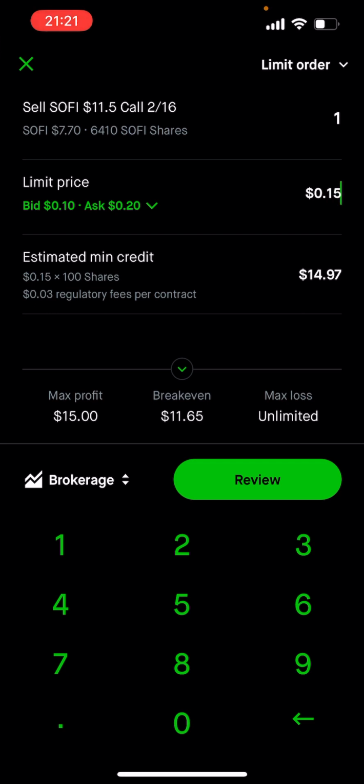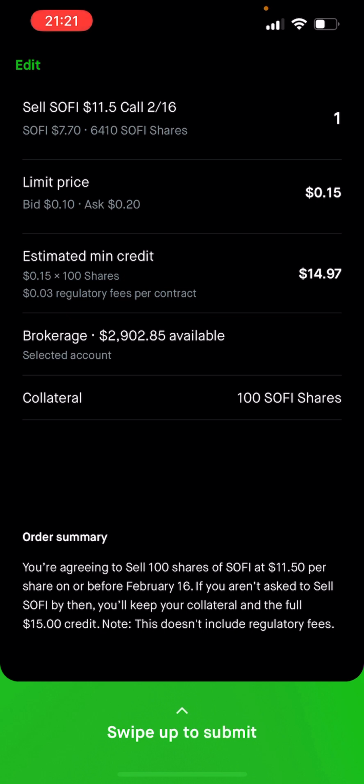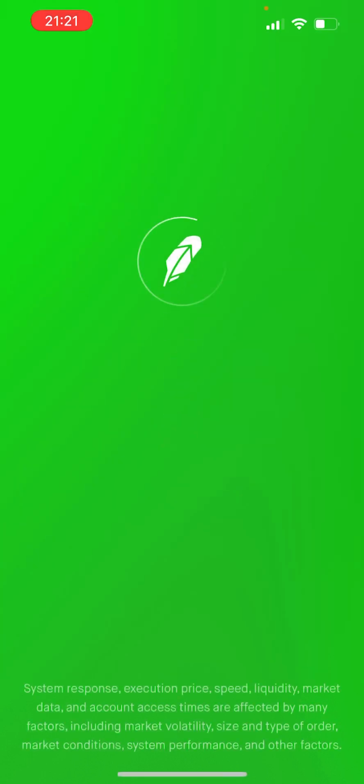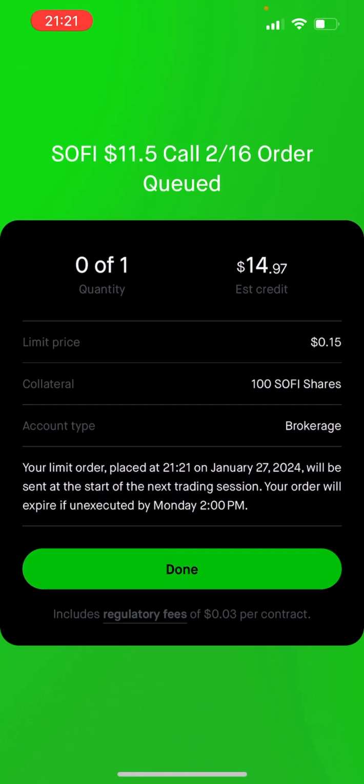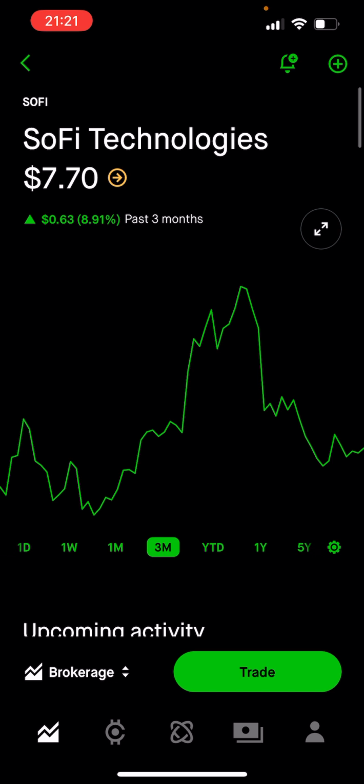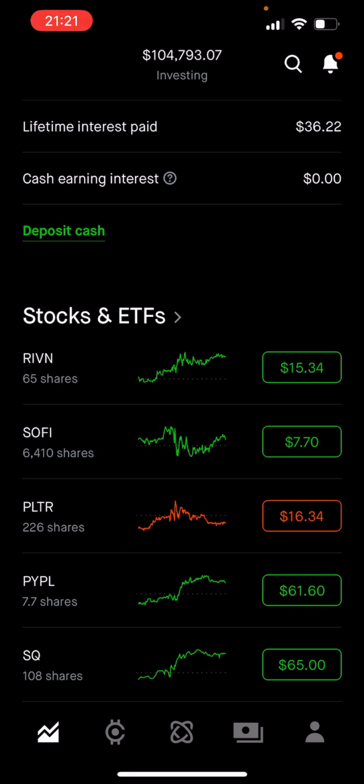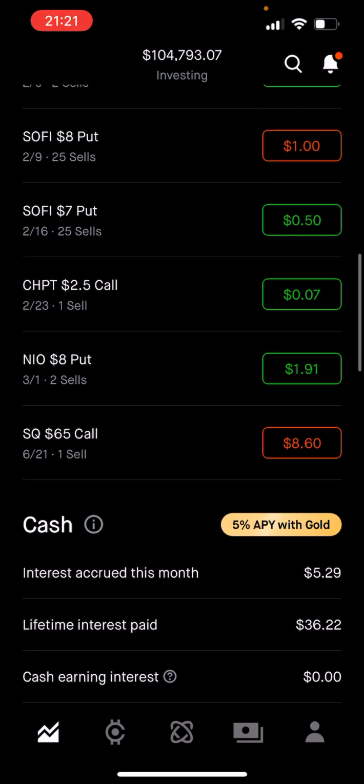So we're gonna be making $14.97 for doing this one contract. I'm gonna click review and swipe up to complete this contract, or to complete selling this option. It's gonna go to the order queue because I'm doing this on a weekend. So the next step is to monitor this trade.